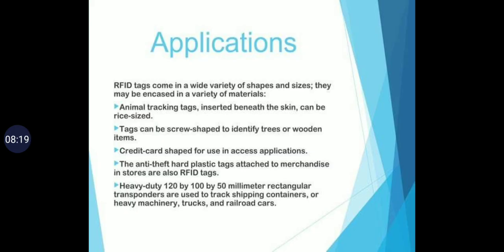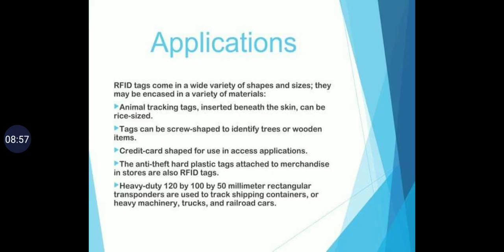And the applications of RFID tags are, it is having a wide variety of shapes and sizes, and they may be used in different materials. So mainly it is used in animal tracking, inserted beneath the skin, and it can be rice sized, very small. Size also varies depending upon the application. So when we have to track an animal inside a forest, it will have the tag beneath the skin so that we can track it with the help of a reader. So tags can be screw shaped to identify trees or wooden items. So in the form of a screw also we can insert it inside the tree for identification purposes.